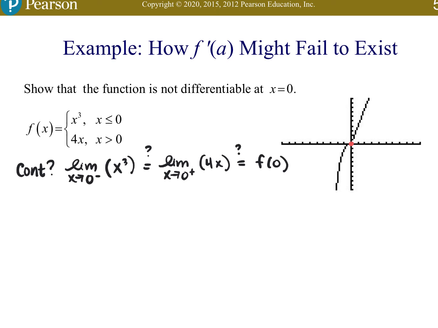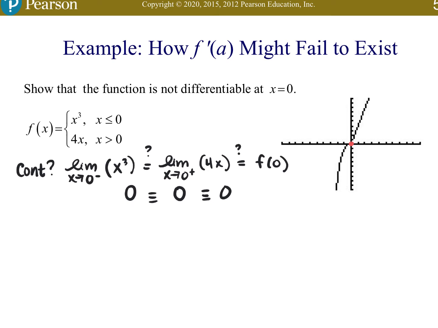All right, so what is the limit on the left? 0. What's the limit on the right? 0. And what is the function value at 0 using the equal to bar? 0. All right, so 0 equals 0 equals 0. All 3 of those things are equal, therefore I'm continuous.